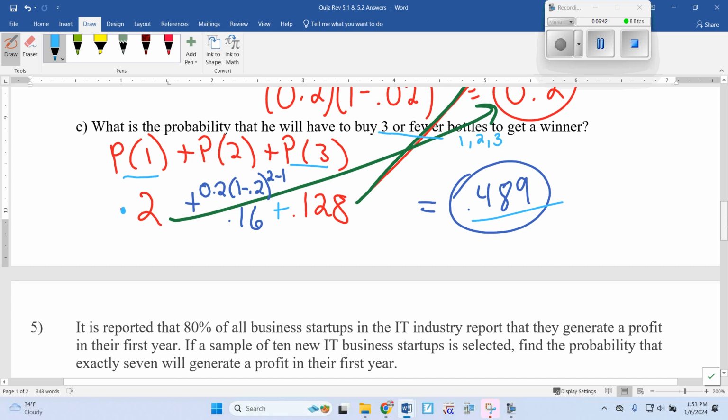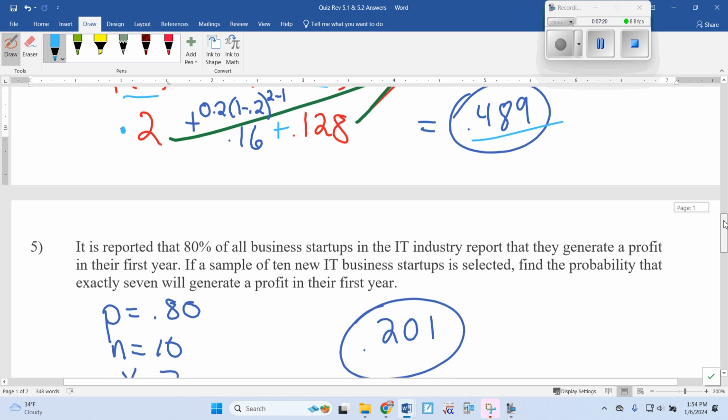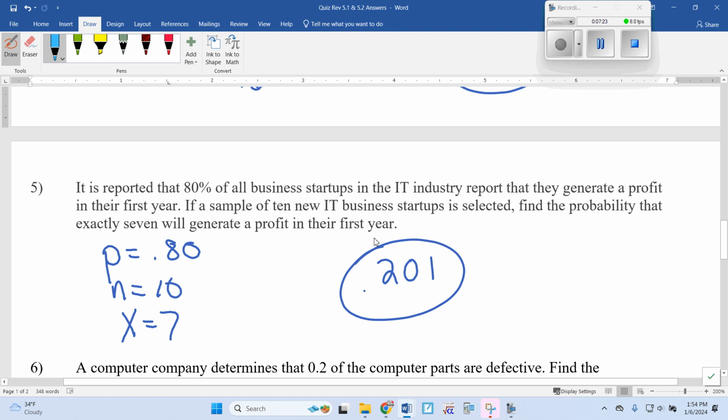Let me not show this. It's reported that 80% of all business startups in the IT industry report that did generate profit in their first year. If a sample of 10 new business startups is selected, find the probability exactly 7 will generate profit in the first year. So what you're trying to decide here is, is this binomial or geometric? Are you looking for a fixed number of trials and a set number of successes? Or are you looking at how long until your first success, and the number of trials is your probability? So this one has 80%, 10 trials, and then exactly 7. So that is binomial.